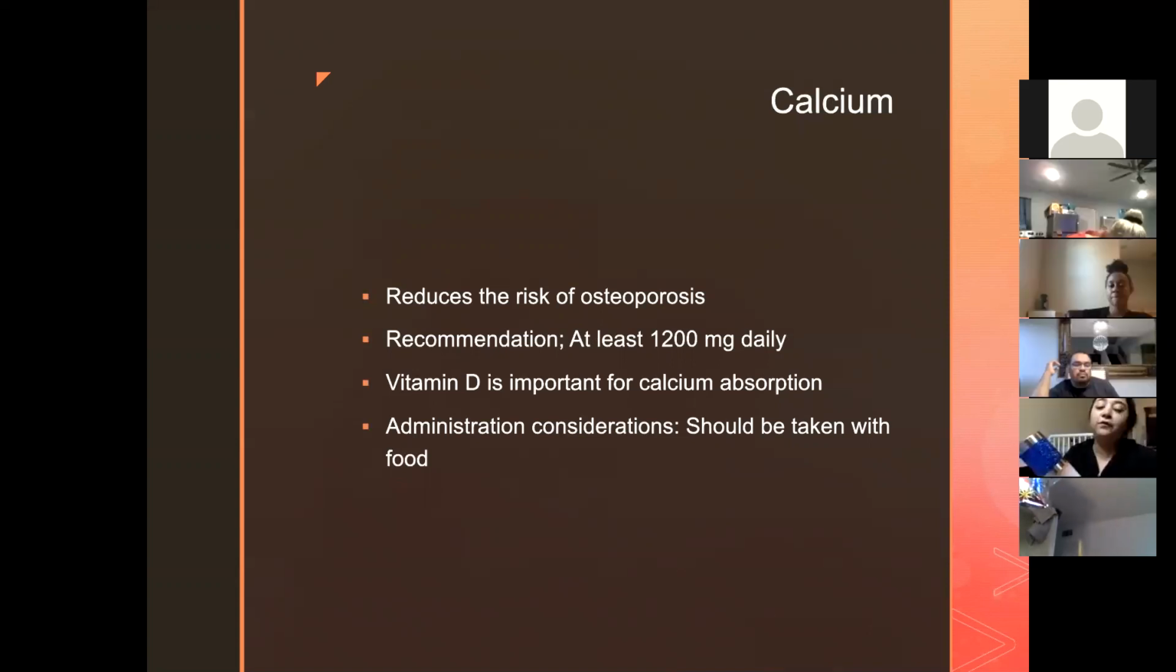I've heard that for absorption reasons, you should take vitamins in the morning and minerals at night. I have not heard that before, but that sounds good, because you don't want those vitamins to alter the absorption of your minerals. So that's a good idea.